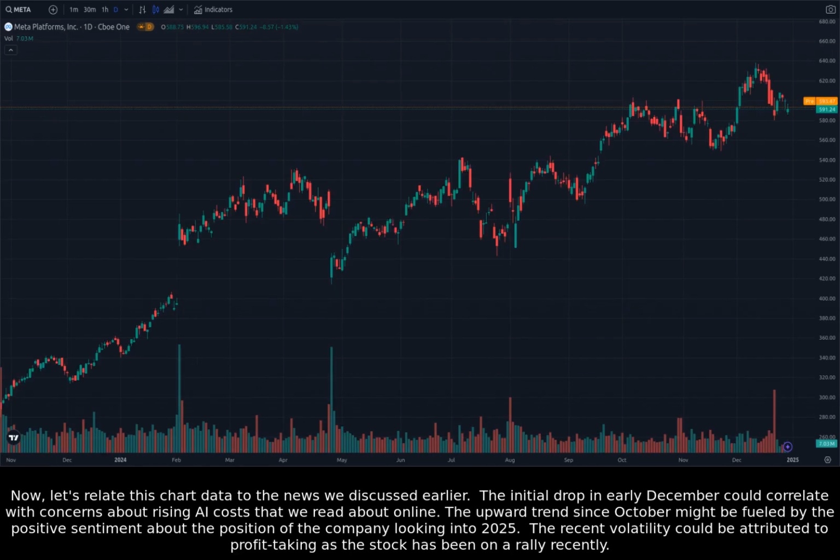Now, let's relate this chart data to the news we discussed earlier. The initial drop in early December could correlate with concerns about rising AI costs that we read about online. The upward trend since October might be fueled by the positive sentiment about the position of the company looking into 2025. The recent volatility could be attributed to profit-taking as the stock has been on a rally recently.